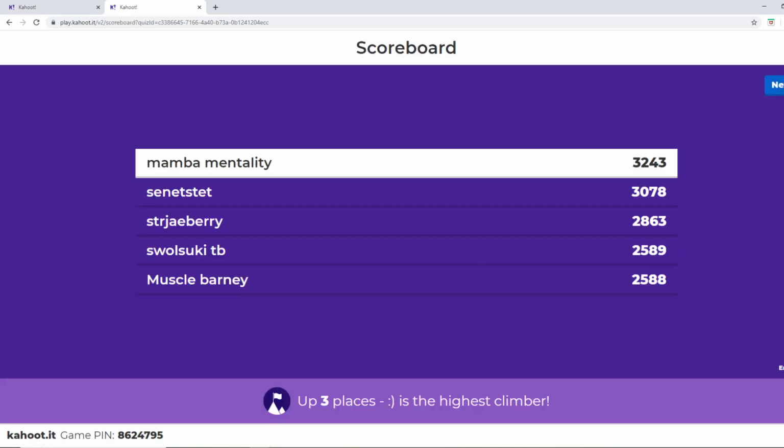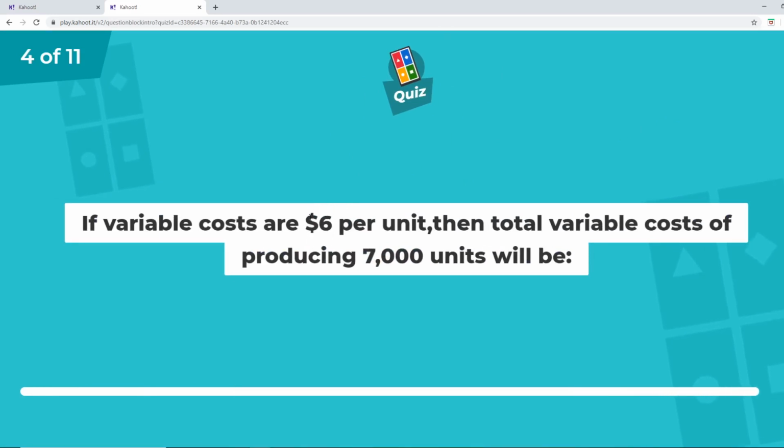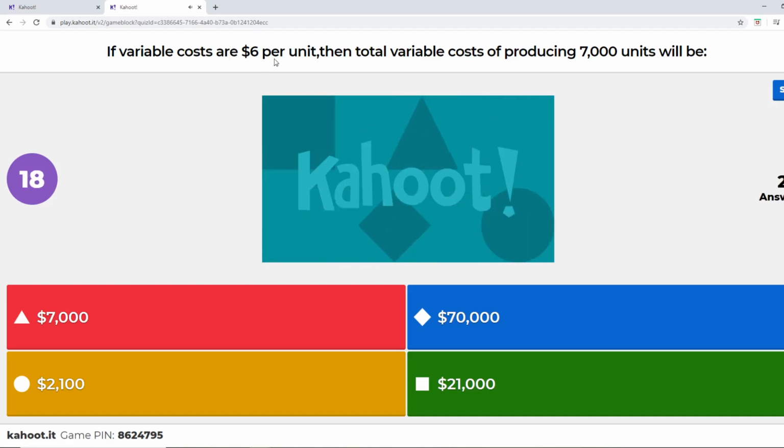For the next one, there will be some adjustment. When I click this button here, of course the question will pop up, and you will see the number $6. Change the $6 to $3 per unit. It is going to be $6 per unit, but you just have to change it to $3 per unit. So let's go. Here, change it to $3 per unit. $3.